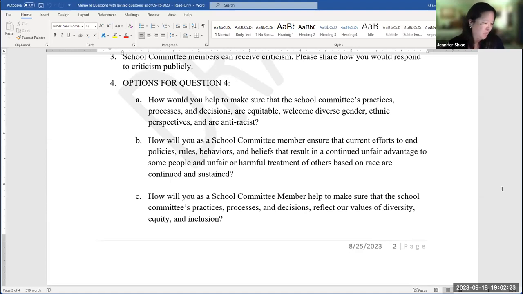Item B, policies, rules, behaviors, and beliefs. I don't know that a school committee member has much impact on behaviors and beliefs. Behaviors and beliefs of who? My objective with this question was not to end having an unfair advantage based on race, but my original intention was the way the committee operates. How can we bring forth anti-racist practice in the ways that the committee operates? So I'm in favor of option A.